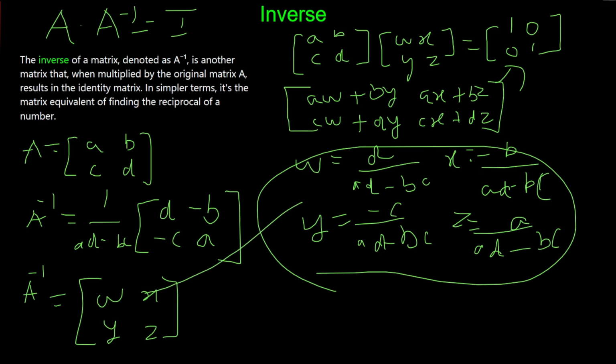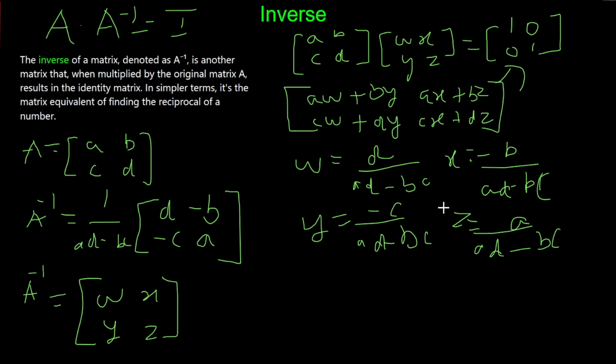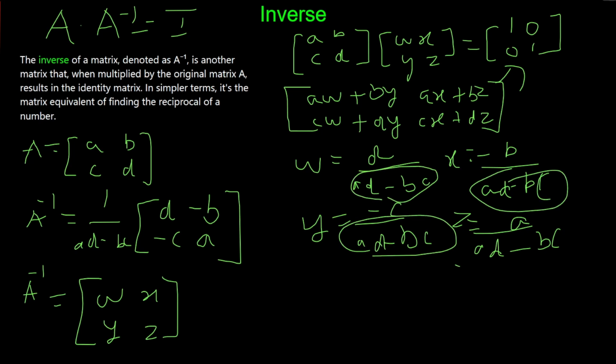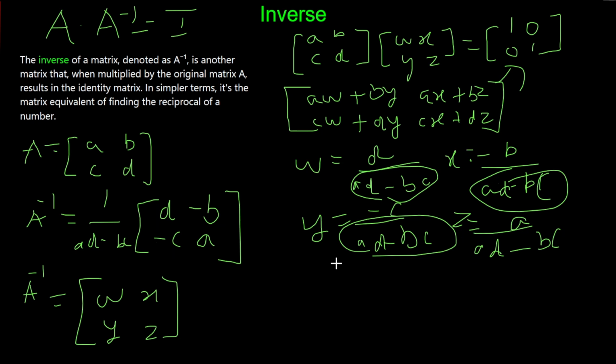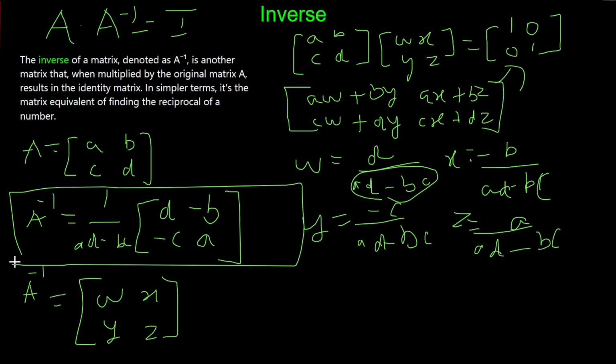We can just plug this back into our assumed equation. So if we plug this in and take this value out in common, this common denominator AD minus BC, we will eventually get this equation, and inside that we will have this matrix of the numerator elements. So that's how we derive this formula for the inverse of a matrix.